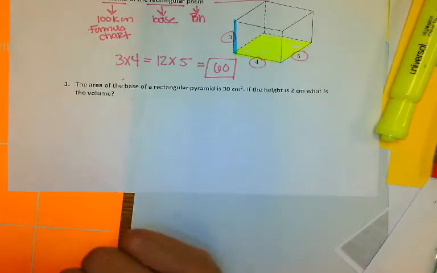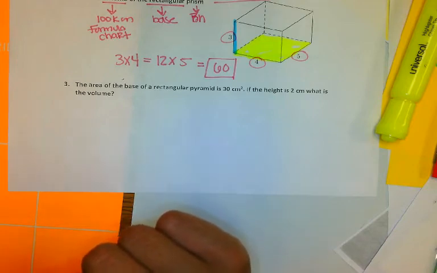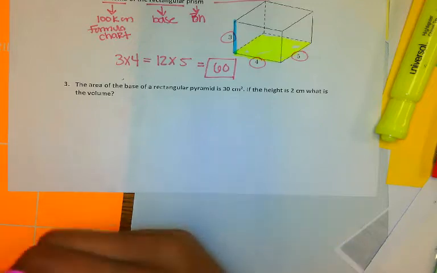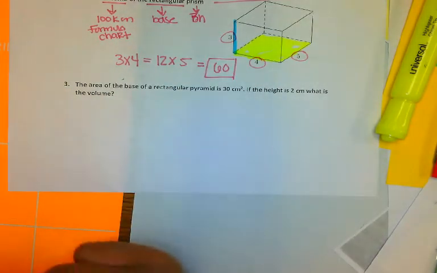Next one. The area of the base of a rectangular pyramid is 30 centimeters squared. If the height is 2 centimeters, what is the volume? All right, take a second, go through, underline your keywords. Go. Not only do I want you to underline your keywords, but I also want you to write the definition of those keywords on top of the word. So go. Please pause this video and actually do it if you have not done so.